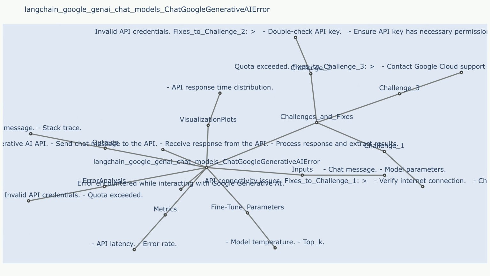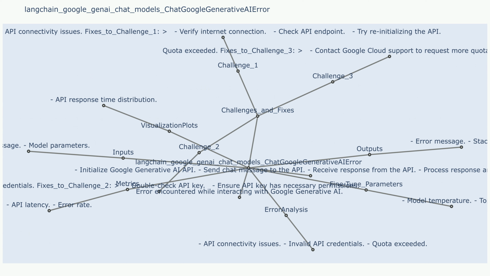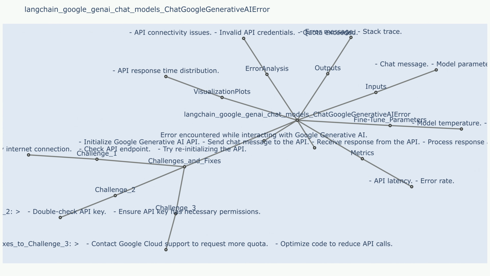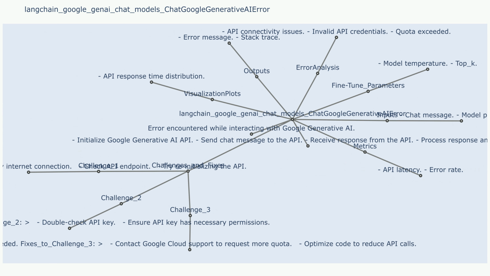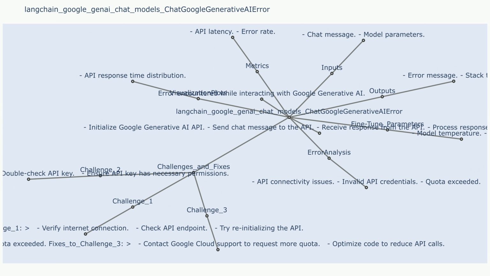Inputs: model name, the name of the Google generative AI model being used. Prompt: the user prompt sent to the model. API key: the Google Cloud Platform API key used for authentication. Temperature: the temperature parameter used for controlling the model's creativity. Top P: the top P parameter used for controlling the diversity of the generated text. Top K: the top K parameter used for controlling the number of tokens considered during generation. Max tokens: the maximum number of tokens allowed in the generated response.